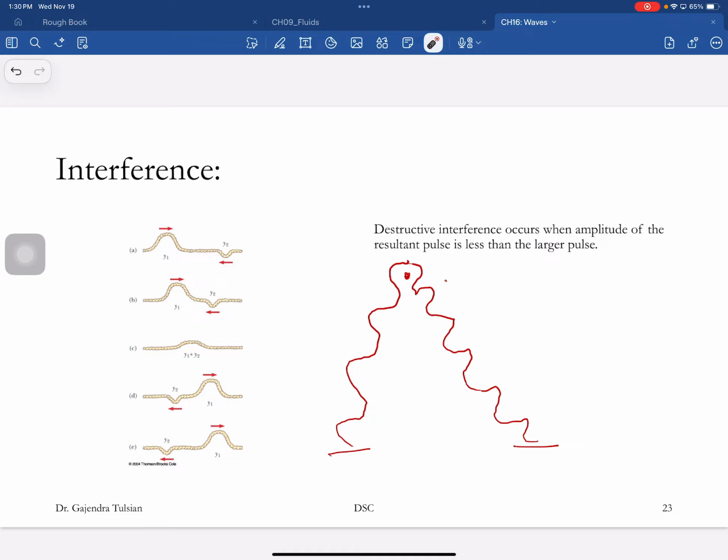So what do you do? You charge $1,000 for that seat, okay? And everybody will be mad at you. Okay, so this is destructive interference for this. Okay. All right, let me.